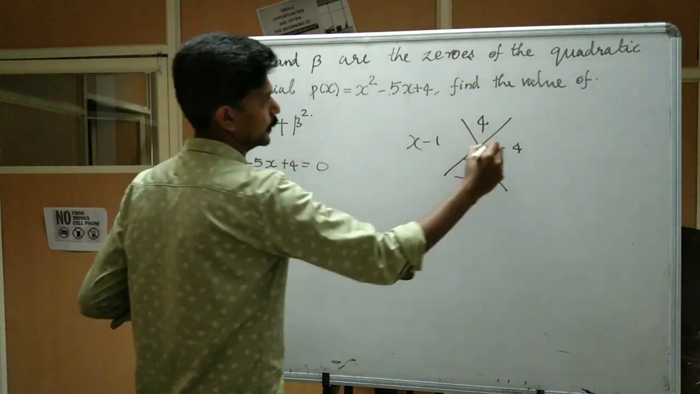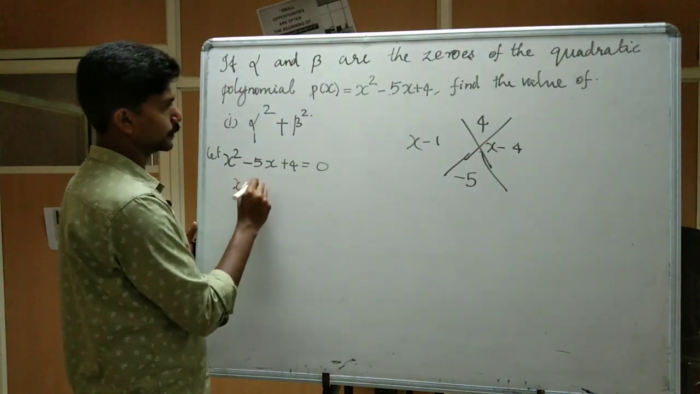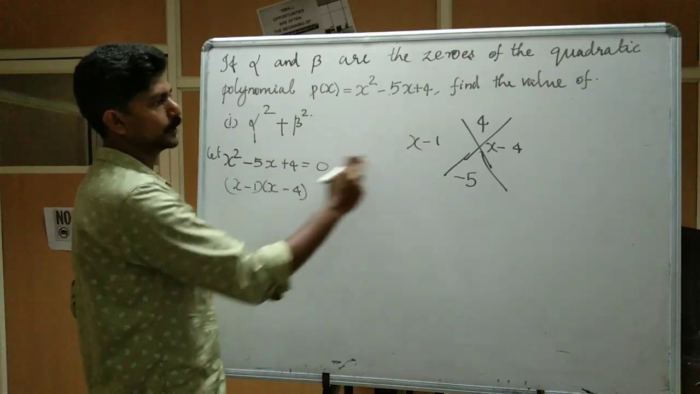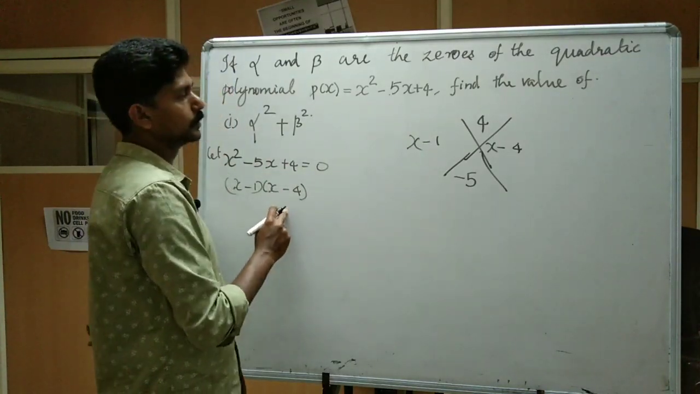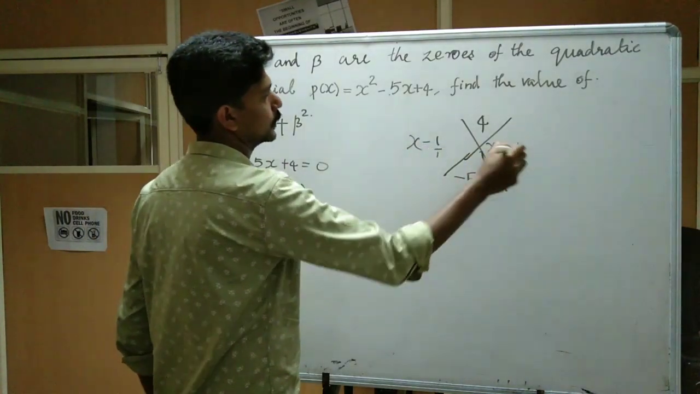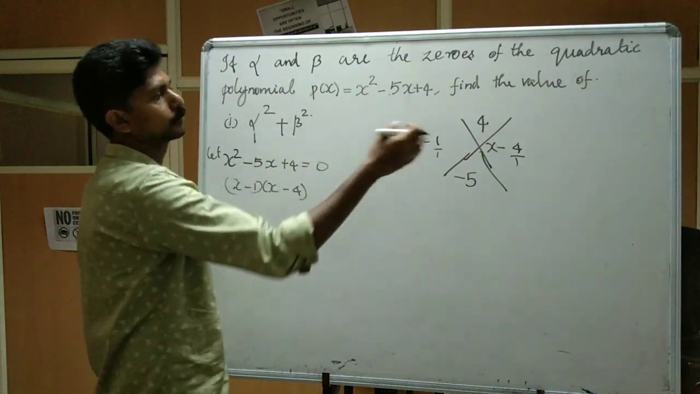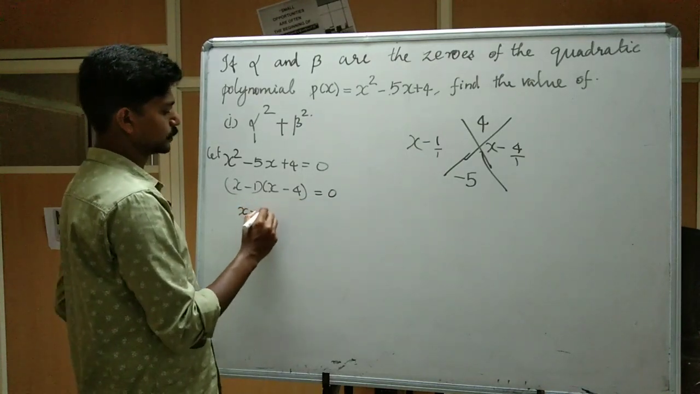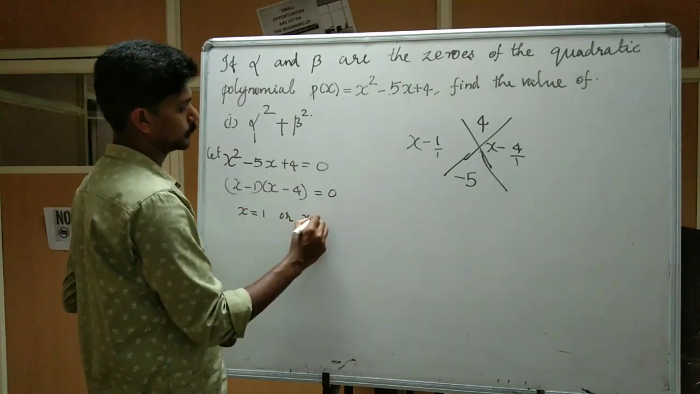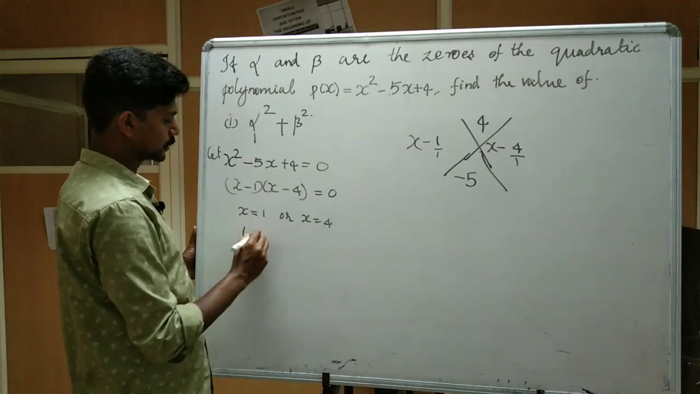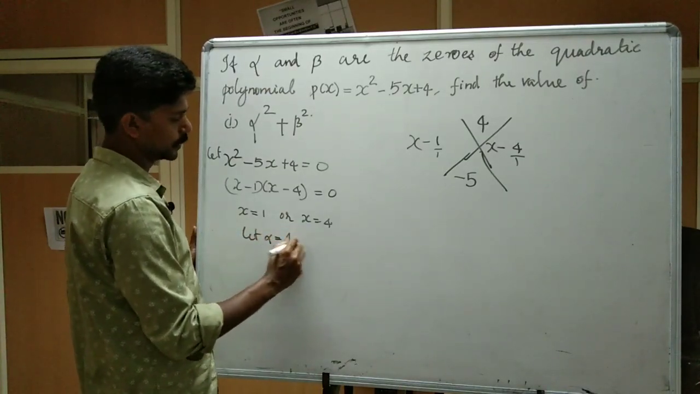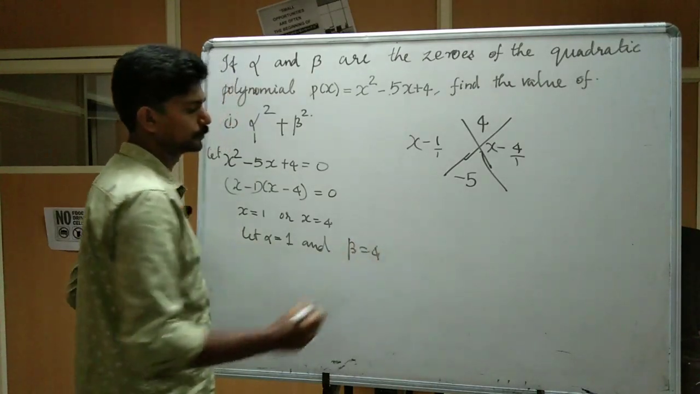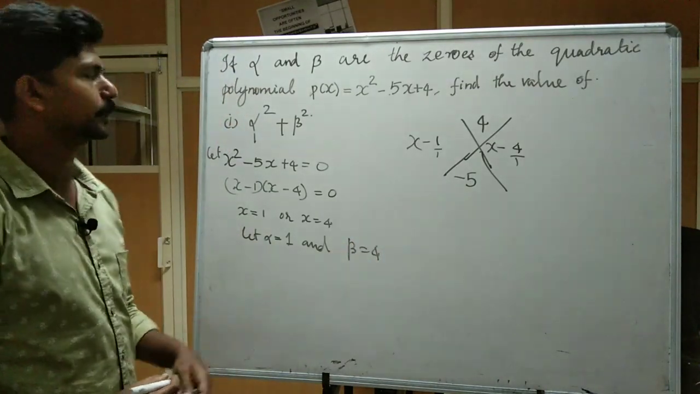Then we can write x minus 1 into x minus 4. Since there is no coefficient, I have written it directly. Otherwise you can divide by the coefficient of x square, 1 by 1 is 1 and 4 by 1 is 4, there is no change. So x is equal to 1 or x is equal to 4. Let alpha be equal to 1 and beta be equal to 4. So we got the alpha and beta values.